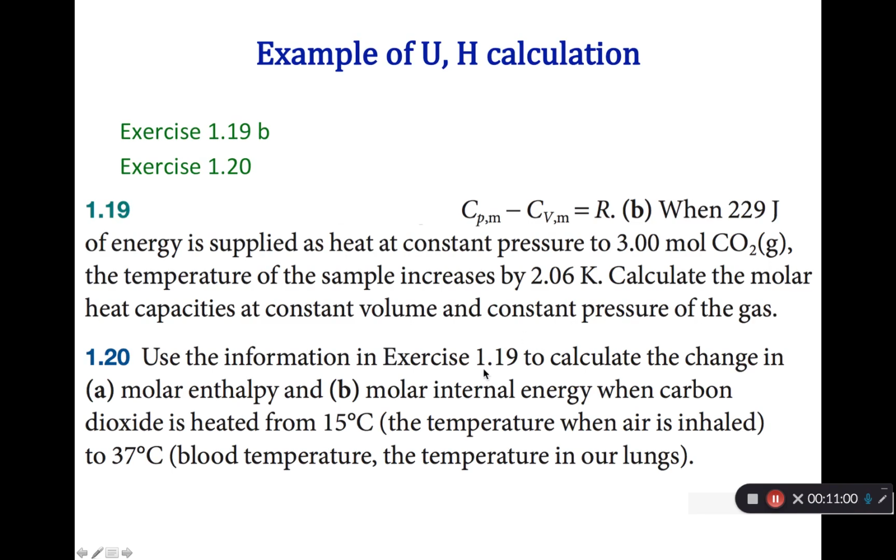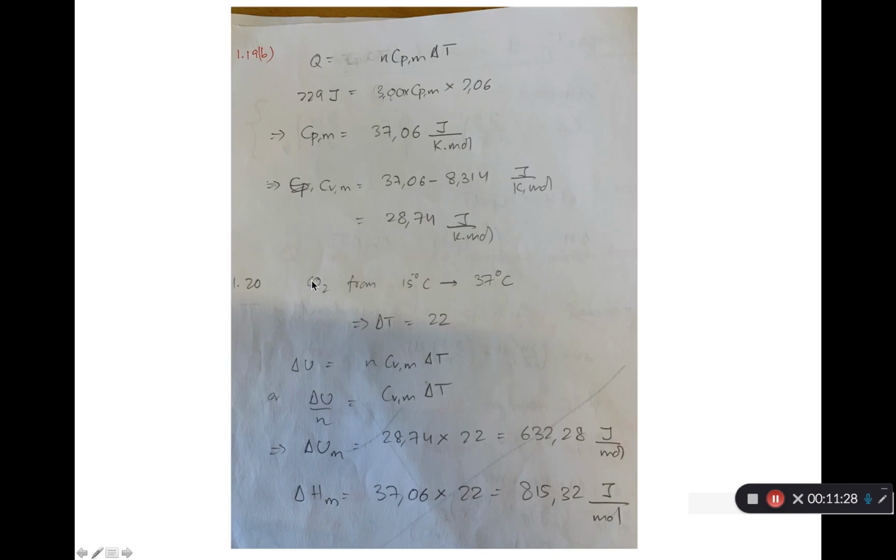The second question says that we need to use the information found here to calculate the change in enthalpy and the change in internal energy when carbon dioxide is heated from 15 degrees to 37 degrees. So this is essentially the amount of work that we are doing in cold weather when we inhale something. If we inhale cold oxygen, we need to heat this oxygen, and this estimates for you how much energy we spend in doing this. So when carbon dioxide is being heated from 15 to body temperature, the delta T is about 22.